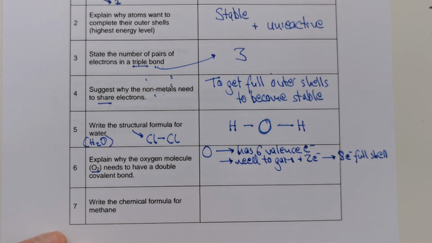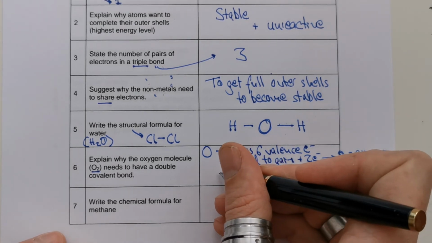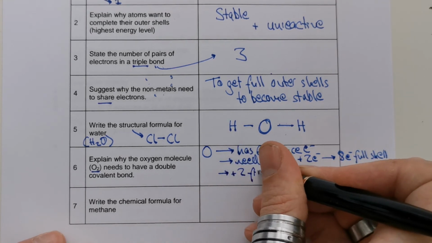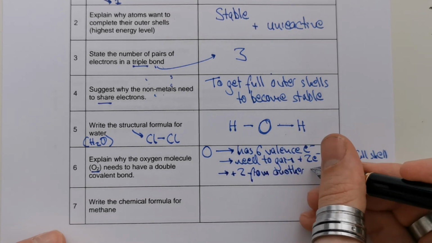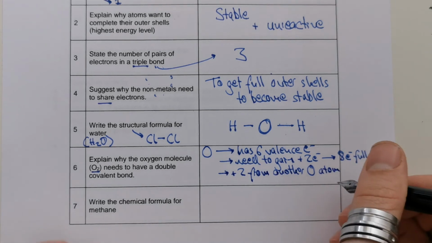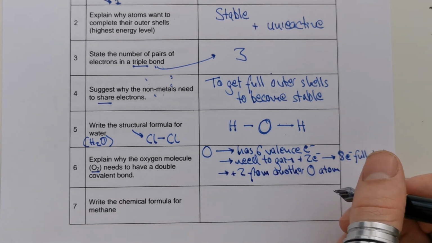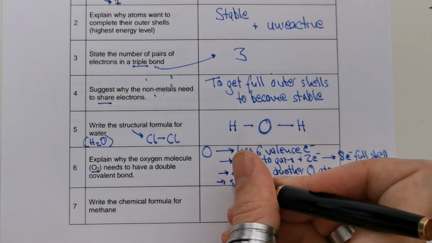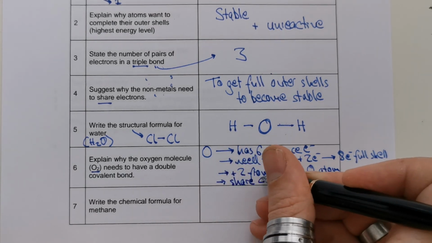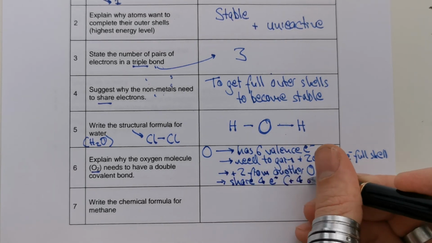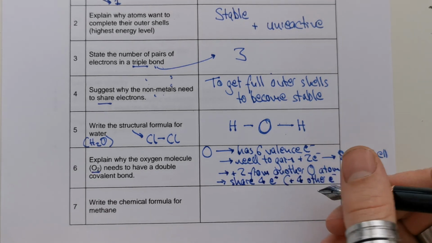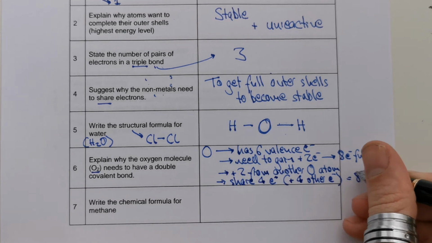Now, it gains 2 from 2 covalent bonds with another oxygen atom. So therefore, if it gains 2 from another oxygen atom, what that means is that both oxygen atoms can share 4 electrons, and then if you add that to the 4 other electrons each atom has in its outer shell, means it gets 8.